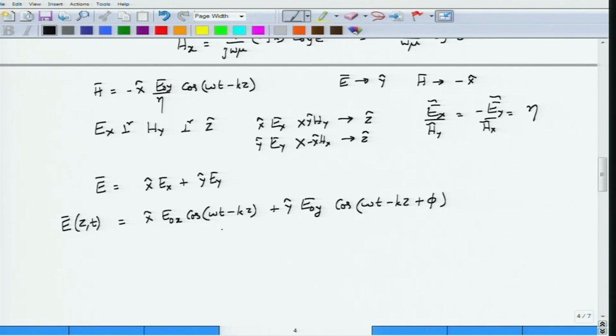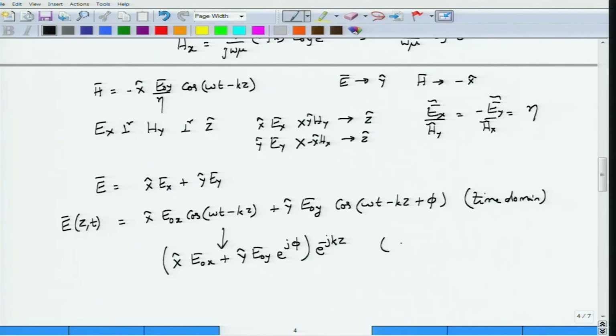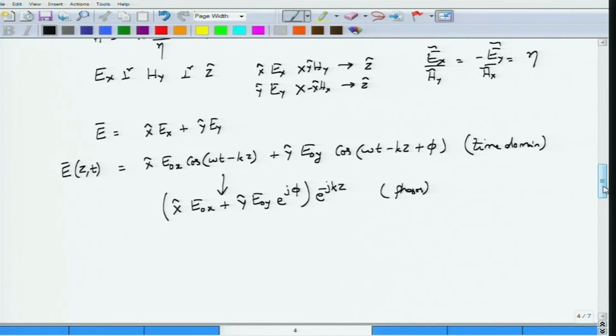Now it's interesting, I can actually write down the phasor form of this, right. So what would be the phasor form of this? I have to take this, drop this cos and drop this omega t, and then replace this cos(omega t minus kz) by e to the power minus jkz, right. So I will actually have x hat E0x plus y hat E0y e to the power j phi, times e to the power minus jkz. This would be the corresponding phasor form. This is the time domain form, and this is the phasor form. You should definitely verify that you are comfortable going from time domain to phasor domain like this.